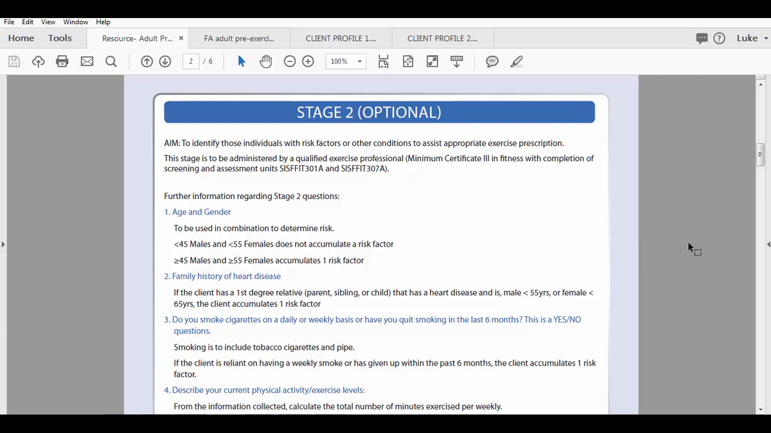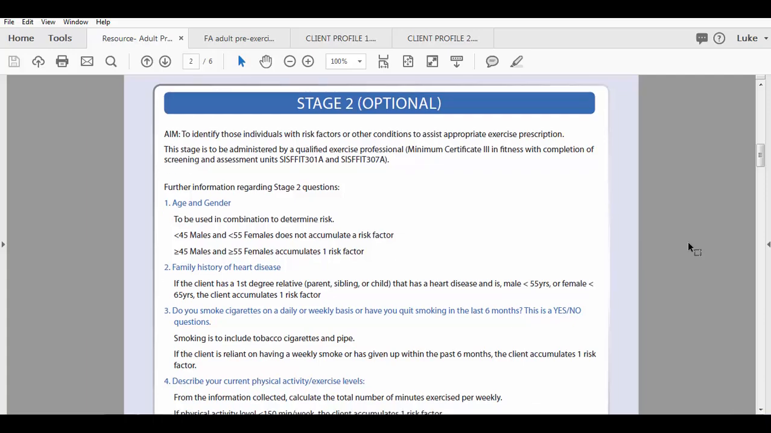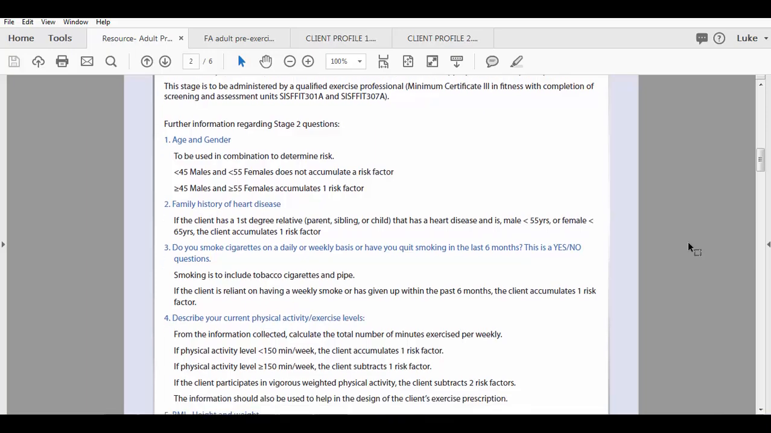Now you can administer this stage if you have a Cert 3 in fitness. So therefore we suggest that all personal trainers go through this stage because it's able to be filled out or administered by you. So here we see a number of questions, and the way it works is if the answer is yes, you'll accumulate risk factor scores. So a yes will be an accumulation of a 1 risk factor, a no will be simply a 0 risk factor. And when we add up all our scores for each of the questions, we'll get an overall total risk stratification score. Now this is the case for almost all the questions, except question 4, which we'll look at in a second, that has a different scoring system.